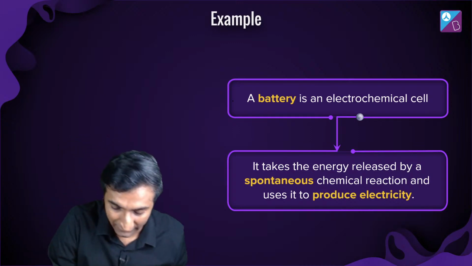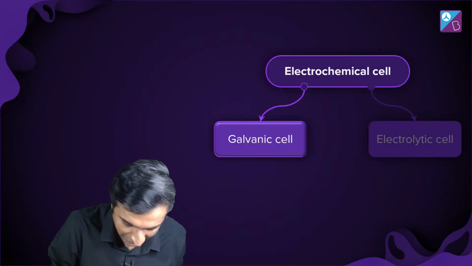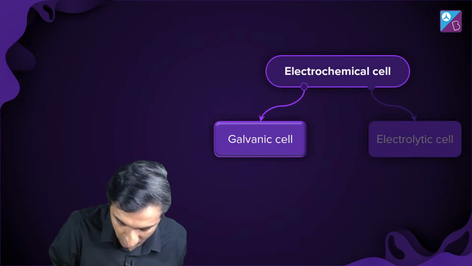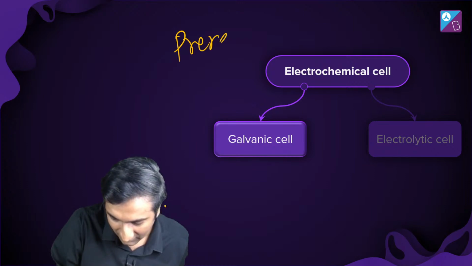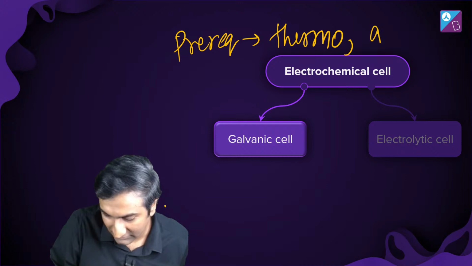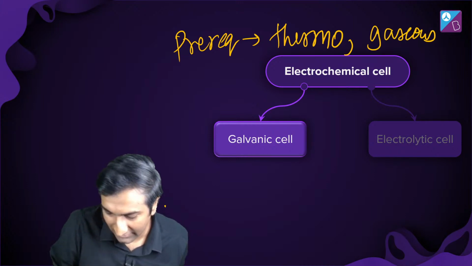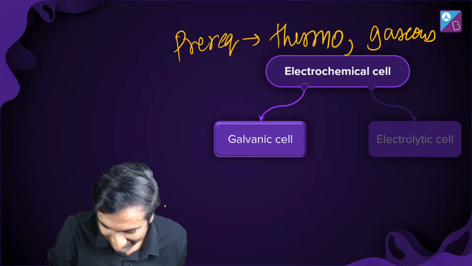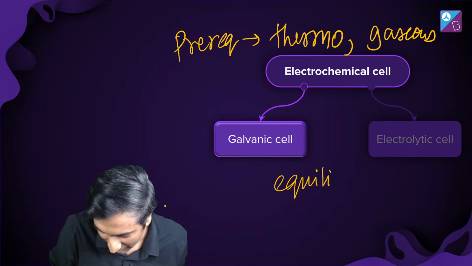The prerequisites for this, by the way, अरे रुकिए, कहाँ गए हम? Where is the pen, bro? The prerequisites are a little bit of thermo, actually a lot of thermo, a little bit of gaseous state, a lot of gaseous state, a little bit of equilibrium, a lot of equilibrium.